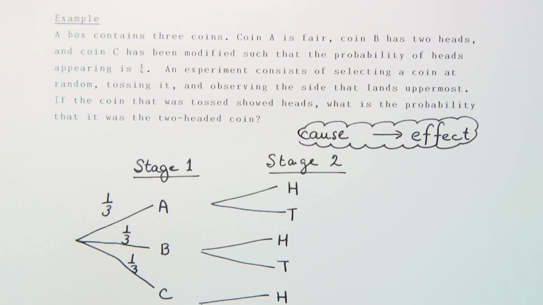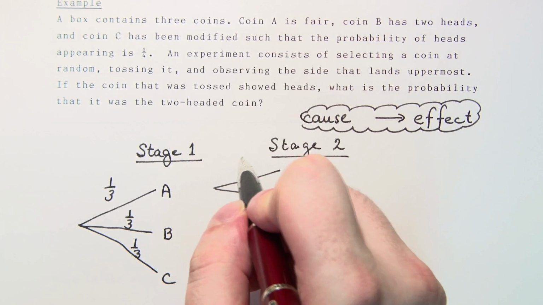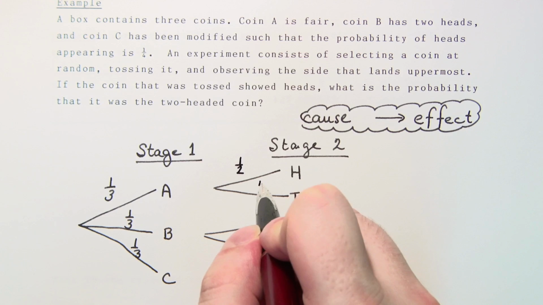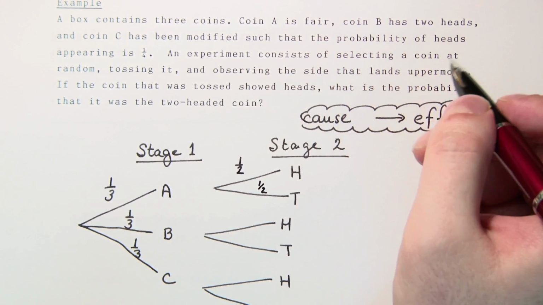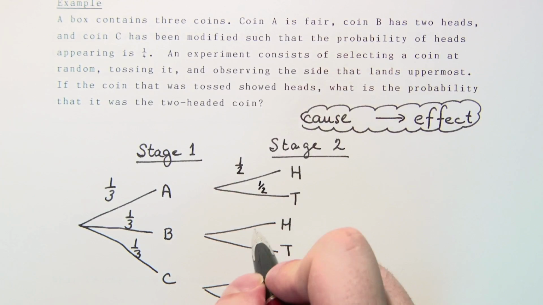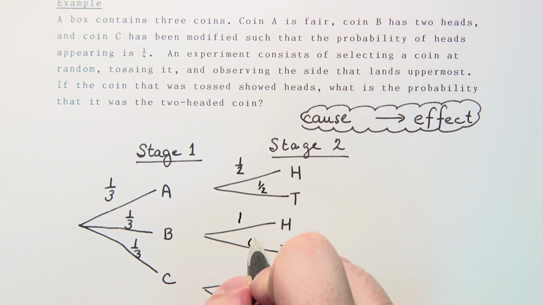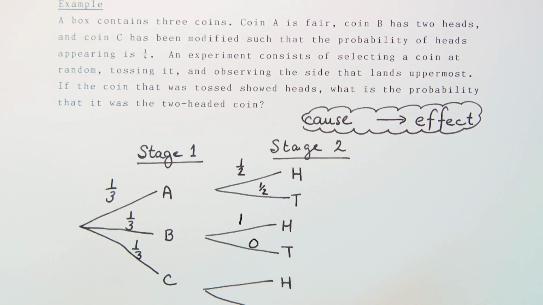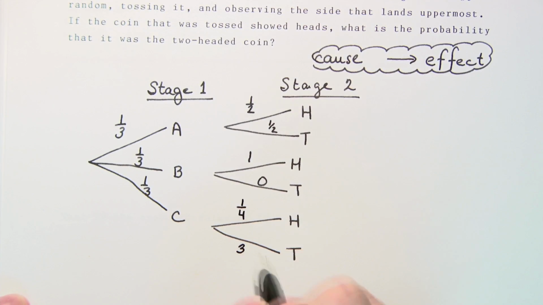So let's go back. Coin A is fair. So this means that the probability of heads and the probability of tails is going to be 1/2 each. Coin B has 2 heads, which means that it's going to land on heads with certainty. So the probability of that occurring is 1, and the probability of getting tails is 0. And last, I have a coin C that's biased. It's going to land on heads with probability 1/4, which means by the complement, it's going to land on tails with 3/4 probability.